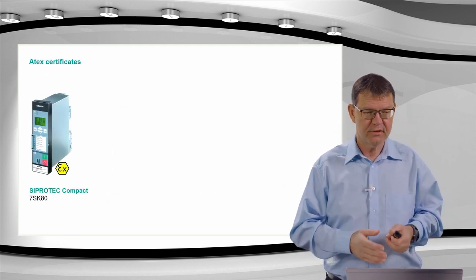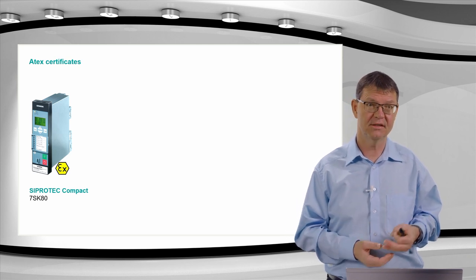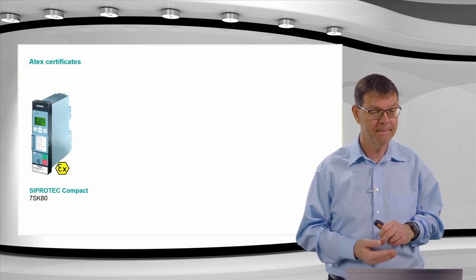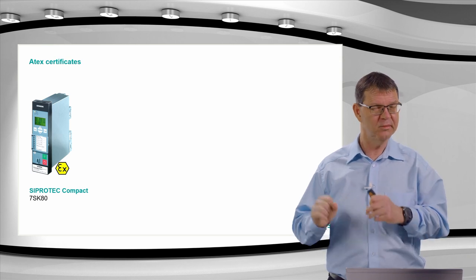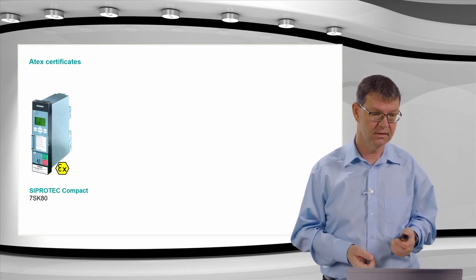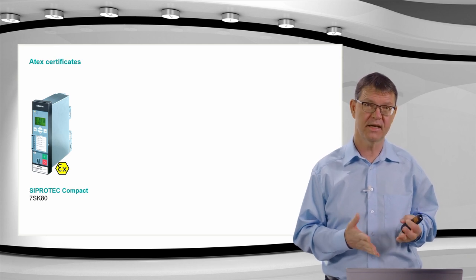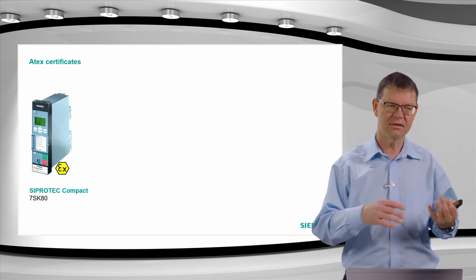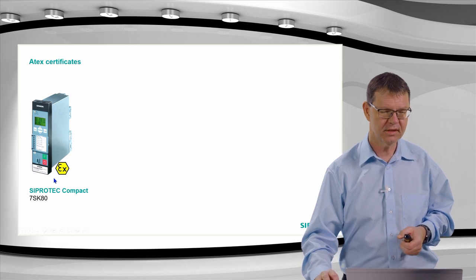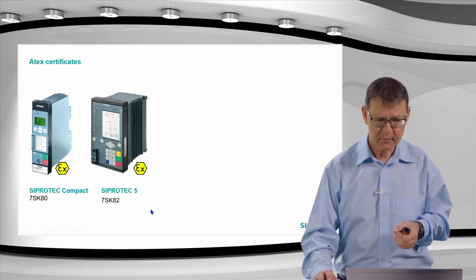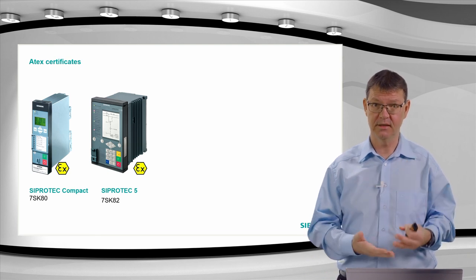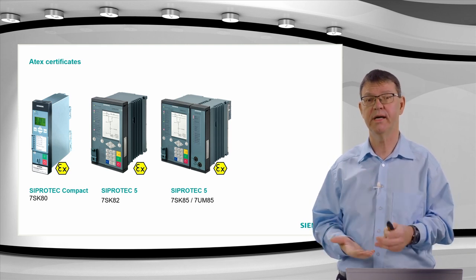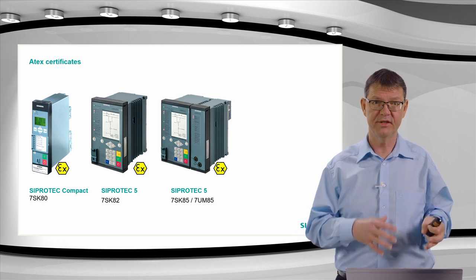Let's come to a little bit special thing, and this is the ATEX certificates. ATEX is French and stands for Atmosphère Explosive, so explosive atmospheres, environments. There we have only a limited range of devices which have this ATEX certificate. On the one hand, we have the 7SK80. The 7SK80 does not belong to the Siprotec 5 family. It's the predecessor, let's say, of the 7SX800. For this, we have this ATEX certificate, and you see it's a dedicated motor protection. Then in the Siprotec 5 range, we have the 7SK82, the non-modular device, and finally also the modular devices, the 7SK85 and the 7UM85.